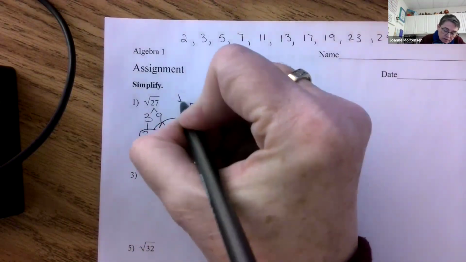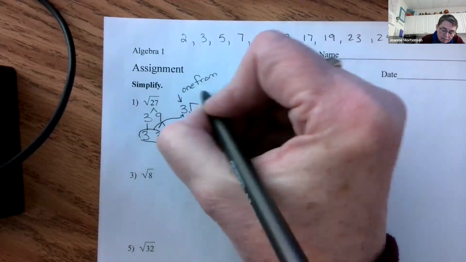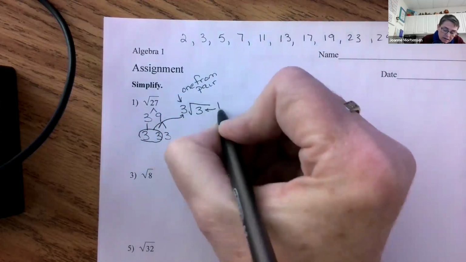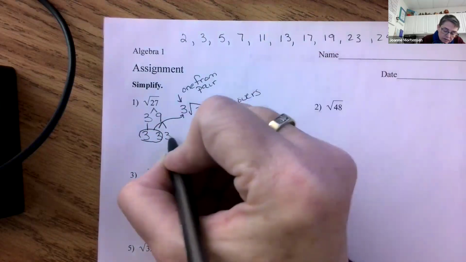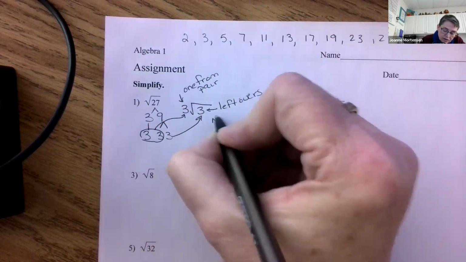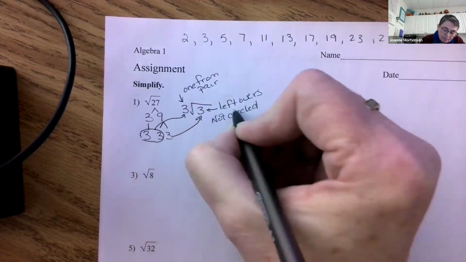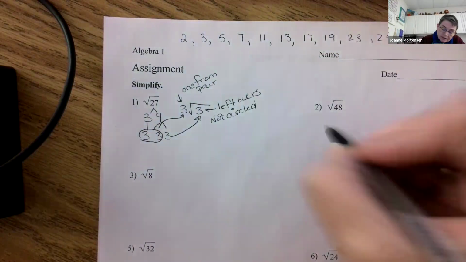So one from the pair goes outside, and these are the leftovers, not circled. And this one, in a way, kind of sucks because it's 3s, and without the explanation, it doesn't make any sense. All right, let's try it again.